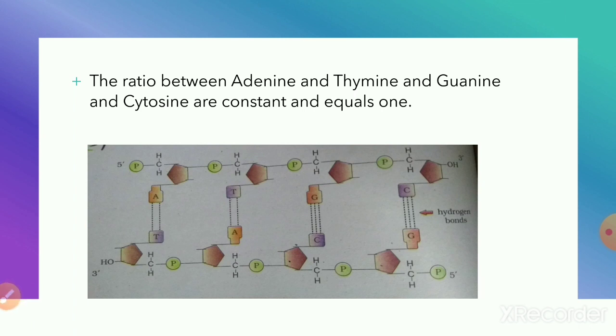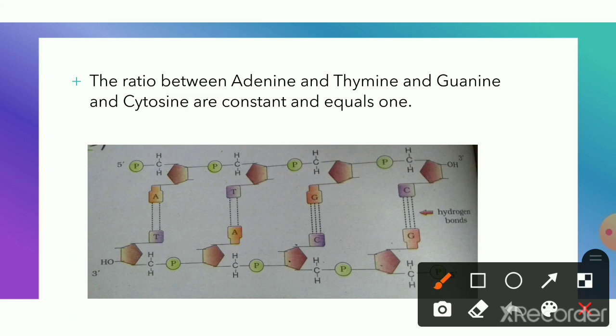Adenine forms two hydrogen bonds with thymine from the opposite strand, and vice versa. See here, double bond. And similarly, guanine is bonded with cytosine with three hydrogen bonds, a triple hydrogen bond. See here, triple bond.